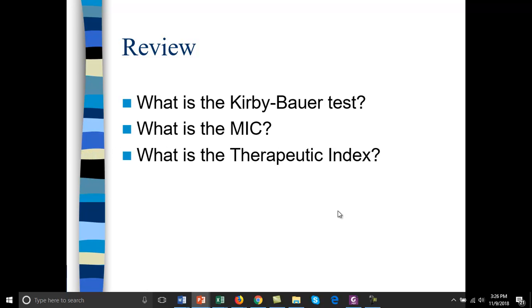Therapeutic index is just the toxic dose divided by the minimum inhibitory concentration. And when we have a therapeutic index that is higher, that's better. We always want to make sure a therapeutic index is well above 1. And if we have 2 antibiotics and one has a higher therapeutic index, we want to use the one with a higher therapeutic index.